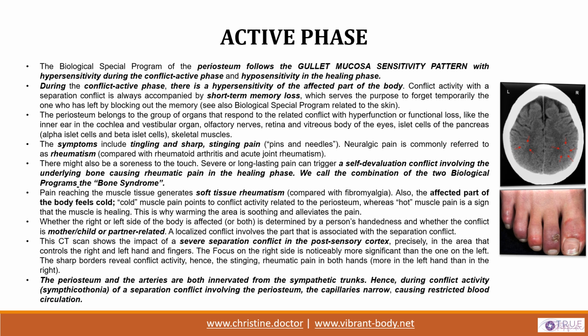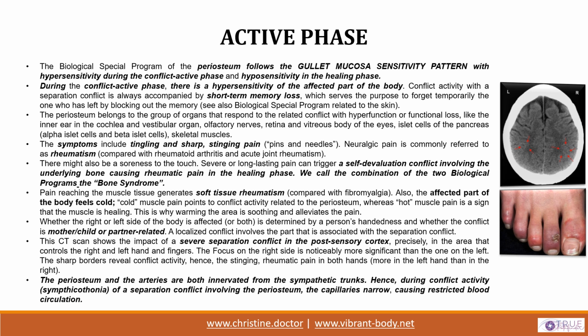Alright then, what about the first phase of the conflict, the so-called active phase? The biological special program of the periosteum follows the gullet mucosa sensitivity pattern with hypersensitivity during the conflict active phase and hyposensitivity in the healing phase. During the conflict active phase, there is a hypersensitivity of the affected part of the body, and conflict activity with a separation conflict is always accompanied by short-term memory loss, which serves the purpose to forget temporarily the one who has left by blocking out the memory.